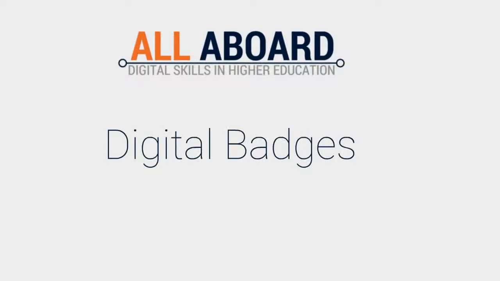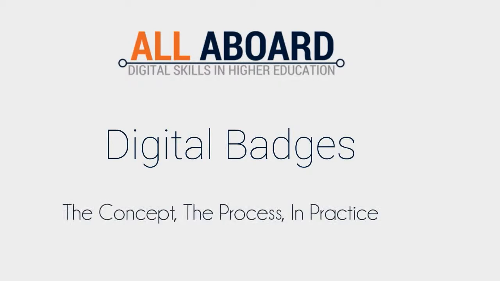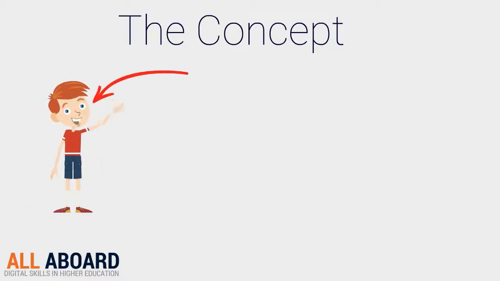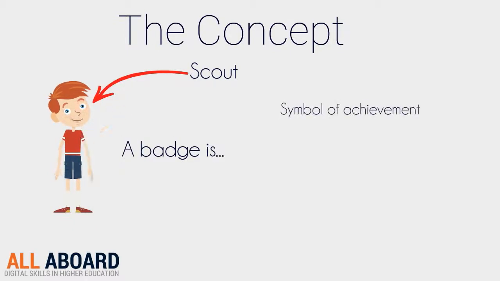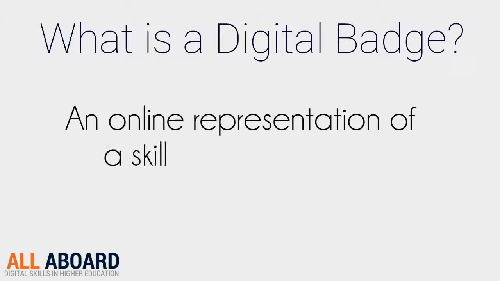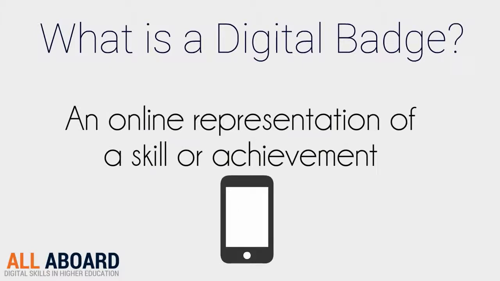In this video, we're going to explore digital badges. We're going to look at definitions, the process behind the badges, and how they work in practice. So we're probably familiar with the idea of badges in terms of organisations such as the Scouts. To a Scout, a badge could be a symbol of achievement, recognition of their skills, and it's something that you would proudly display. A digital badge takes that idea online. We could define it as an online representation of a skill or an achievement.